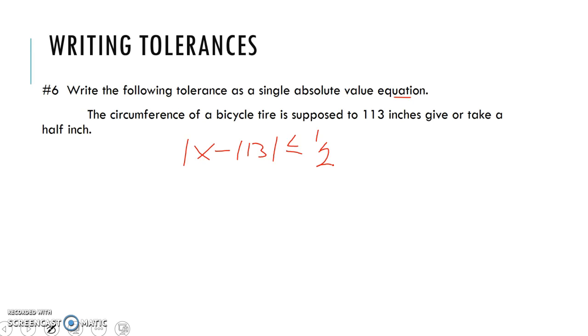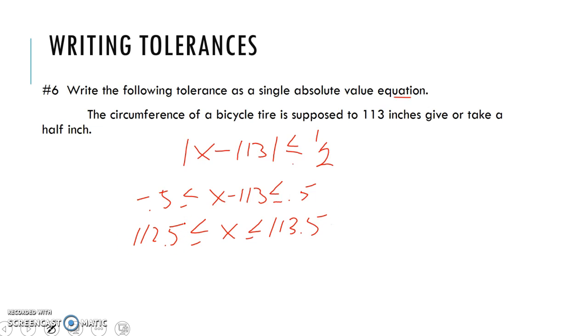If we wanted to rewrite this, because it's less than, we would say x minus 113 could really be less than or equal to a half. I'm going to call it 0.5, or greater than or equal to negative 0.5. Then if I added 113 to all three sides, this is going to be 113.5. And on the left, I'm going to have 112.5. And that's what we're talking about here with this tolerance. So we can write tolerances with absolute value equations.